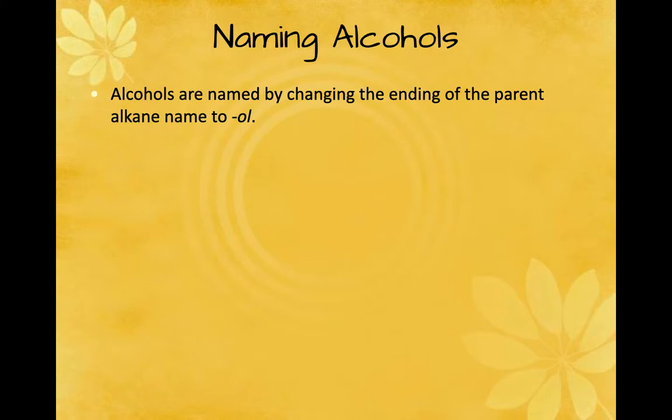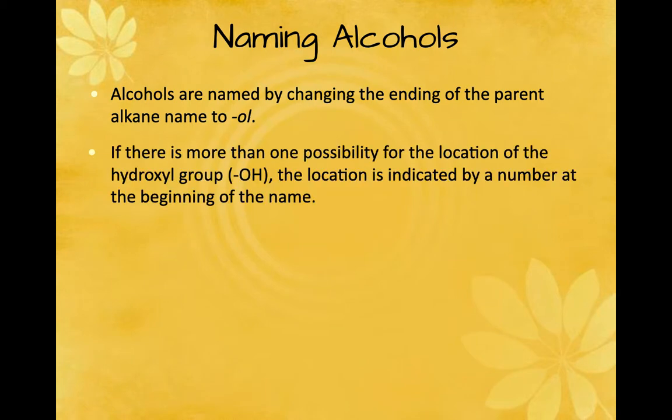So when we're naming alcohols, we're changing the end of the parent alkane name to OL. When you see that hydroxyl group, you're going to change the name and add an OL at the end. And if there's more than one location that the hydroxyl group could be, we indicate where it is with a number at the beginning of the name.